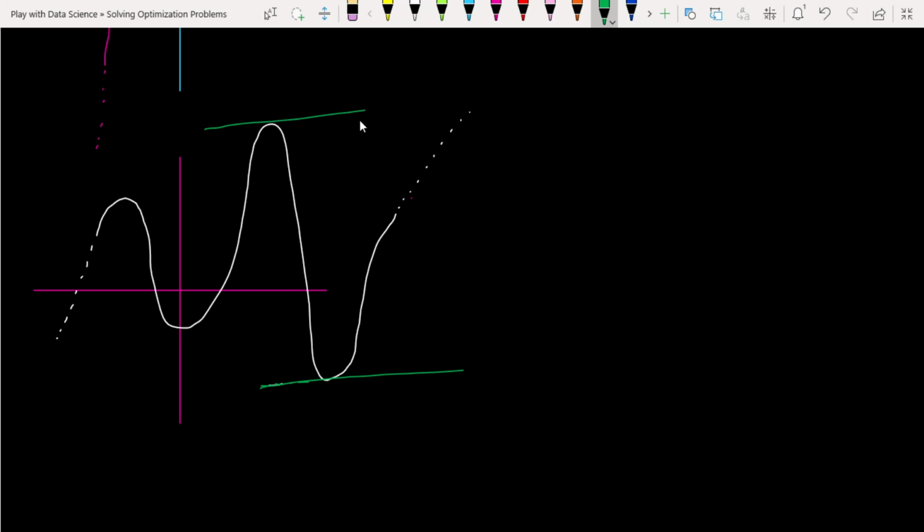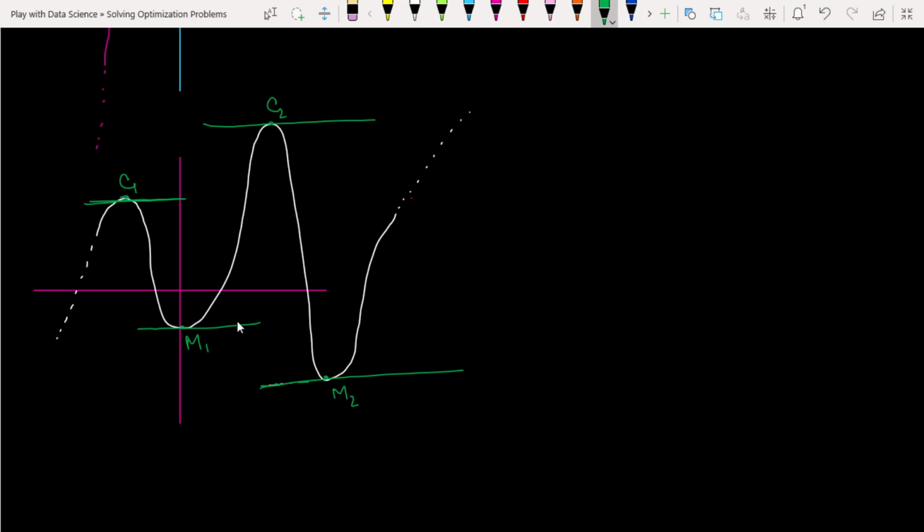At this point the tangent is also 0. At this point the tangent is also 0. At this point also tangent 0. At this point also tangent 0. So just by looking at this curve, we can conclude that at these points, called m1 and m2, we have minimum values, and at these points, let's say c1 and c2, we have maximum values.